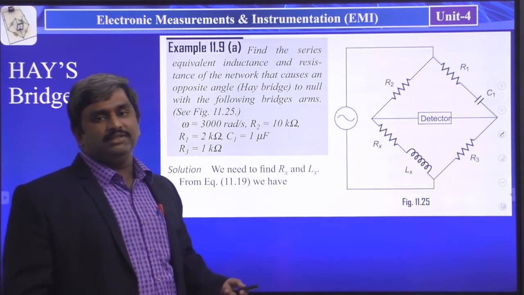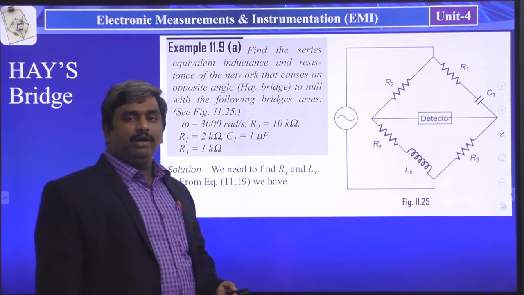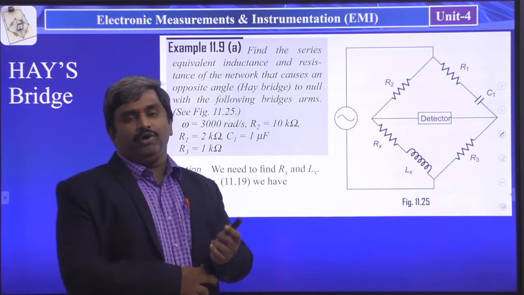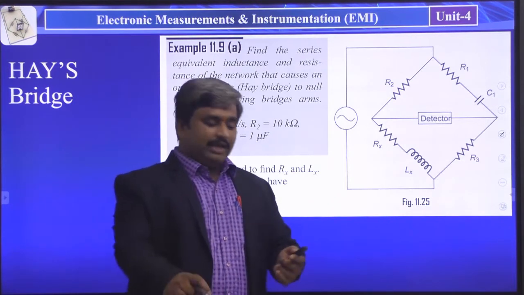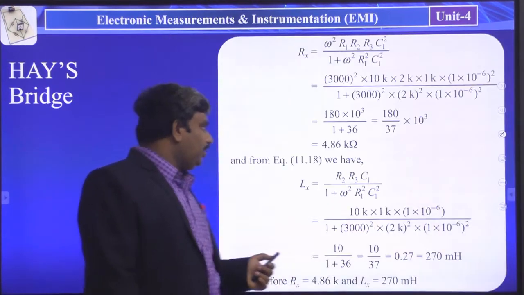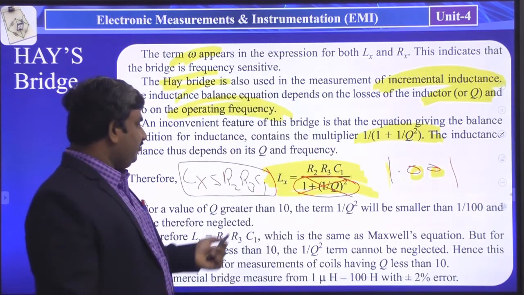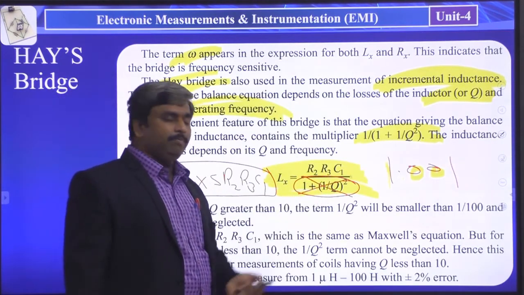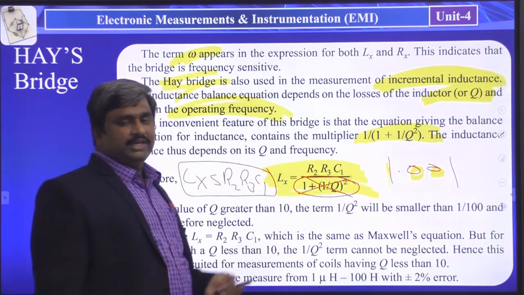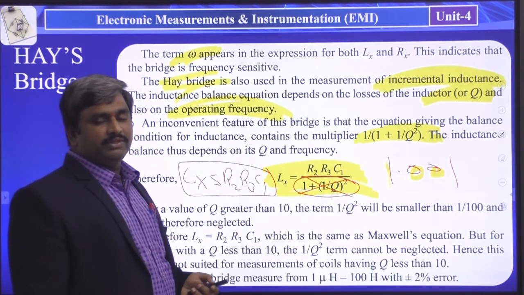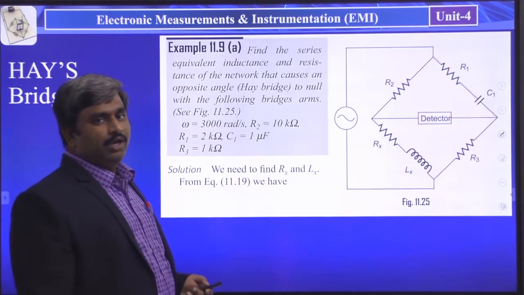Okay. Now we have seen the Hay's bridge, so we have to remember the Hay's bridge parameters. For high Q values, the Lx value is equal to R2 R3 C1. Otherwise, it is R2 R3 C1 by 1 plus 1 by Q square. So that is the Lx value. We have to remember this expression and we have to solve the problems.